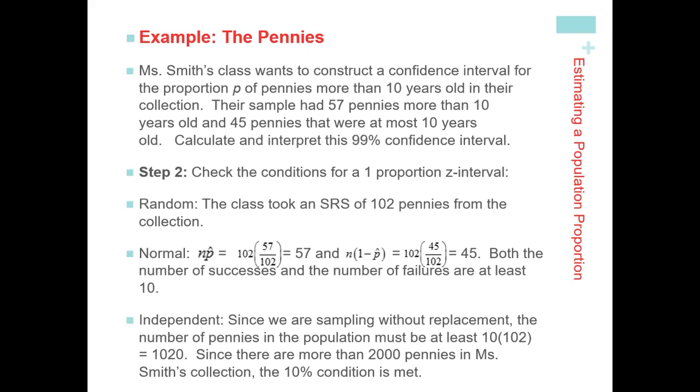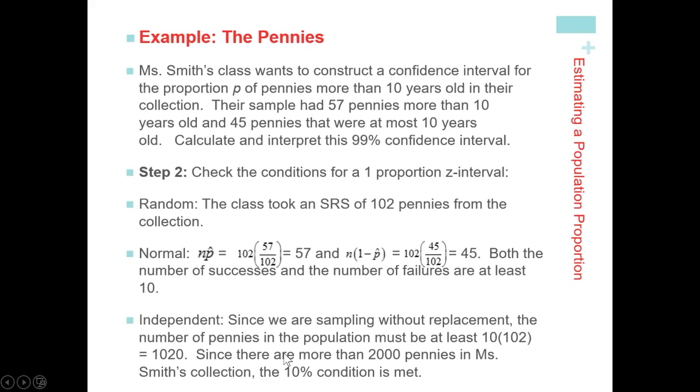First off, random: we did take a random sample from the collection. Normal: you're going to check n times p and n times 1 minus p. So each of these proportions. We got 57 and 45 as our number of successes and number of failures. Both of those are greater than 10, so that's our normal condition.